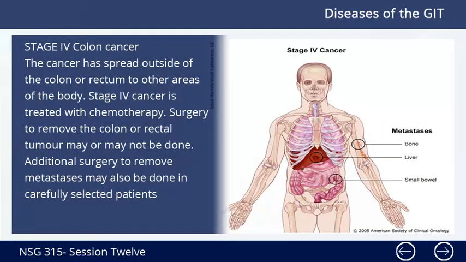Stage 4 colon cancer. The cancer has spread outside of the colon or rectum to other areas of the body. Stage 4 cancer is treated with chemotherapy. Surgery to remove the colon or rectal tumor may or may not be done. Additional surgery to remove metastasis may also be done in carefully selected patients. Figure 12.13 below shows the picture of stage 4 cancer.